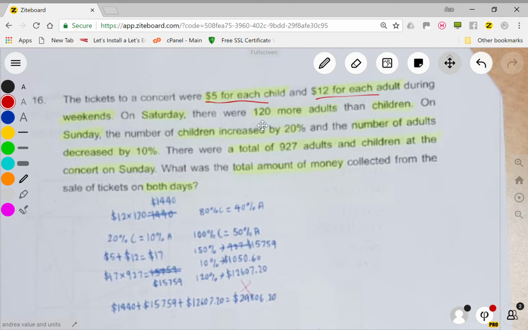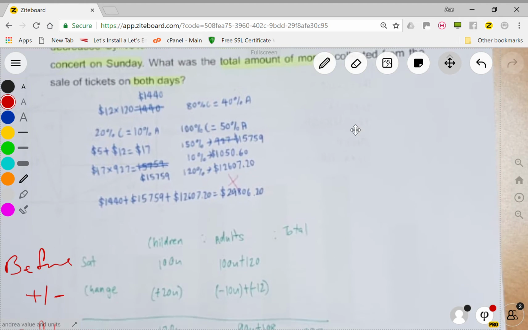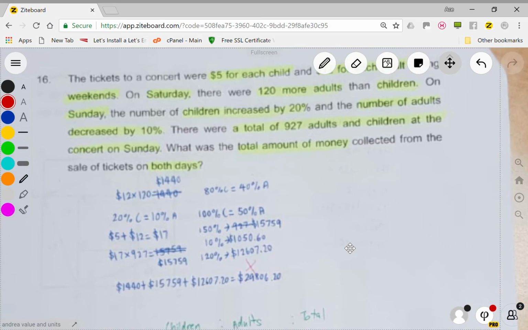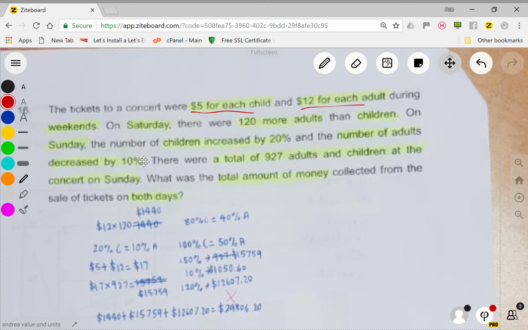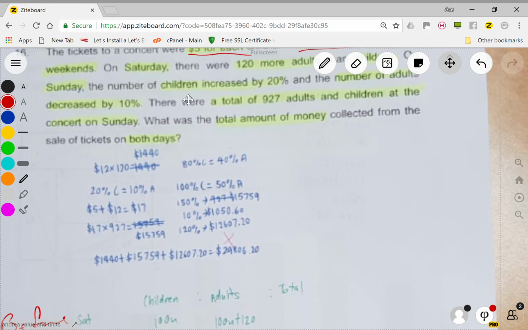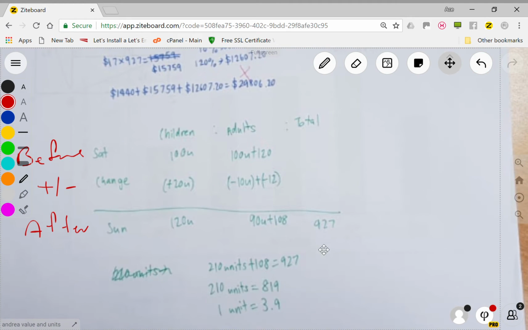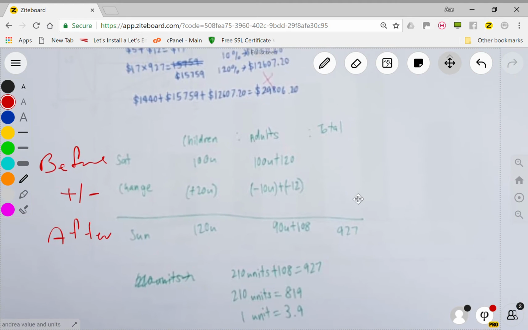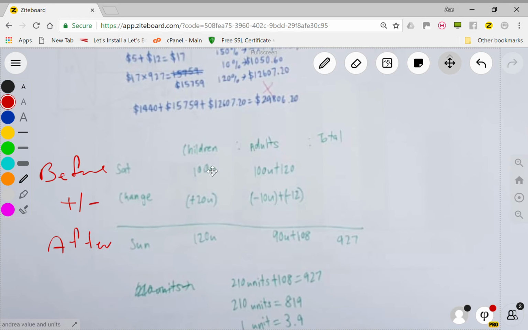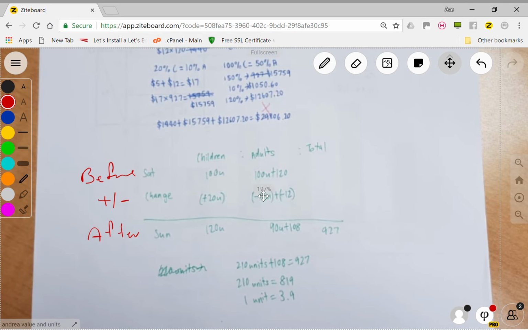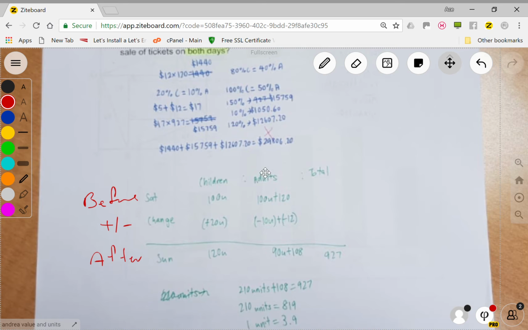So on Saturday there were 120 more adults than children. And on Sunday the number of children increased by 20%, number of adults decreased by 10%. So on Sunday you have a total of 927. So the tricky part is coming up with this table over here.